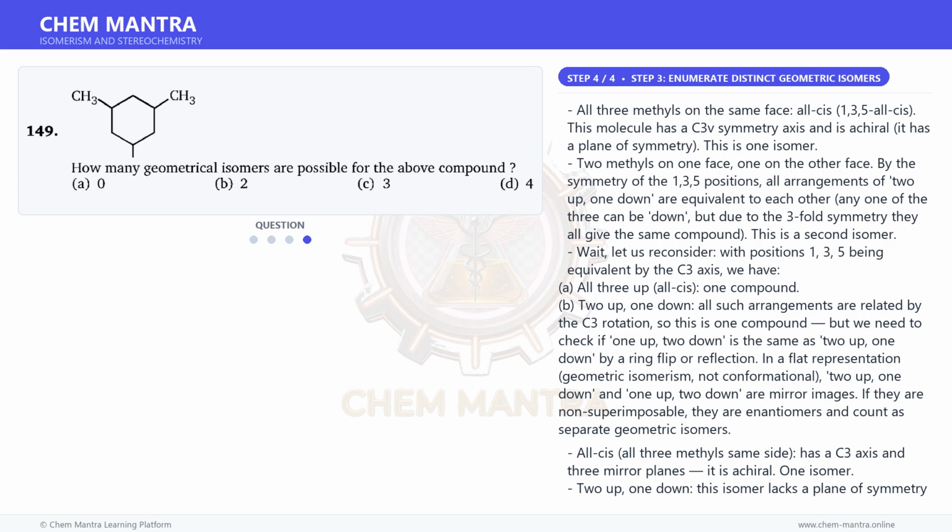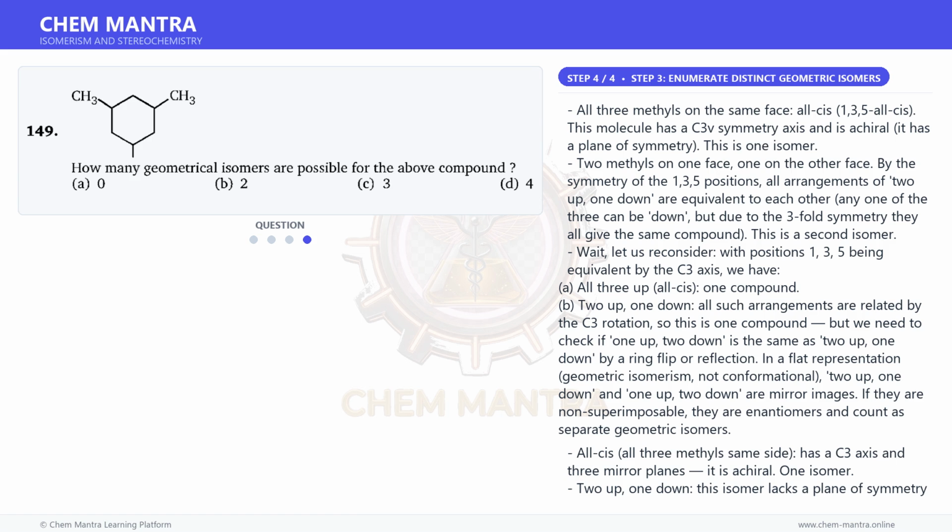All cis, all 3 methyls same side, has a C3 axis and 3 mirror planes, it is achiral. 1 isomer. 2 up, 1 down, this isomer lacks a plane of symmetry and is chiral. Its mirror image is 1 up, 2 down. These 2 are enantiomers. Since geometric isomerism counts cis-trans arrangements, including enantiomeric pairs as distinct geometric isomers when they differ in spatial arrangement, these count as 2 separate geometric isomers.